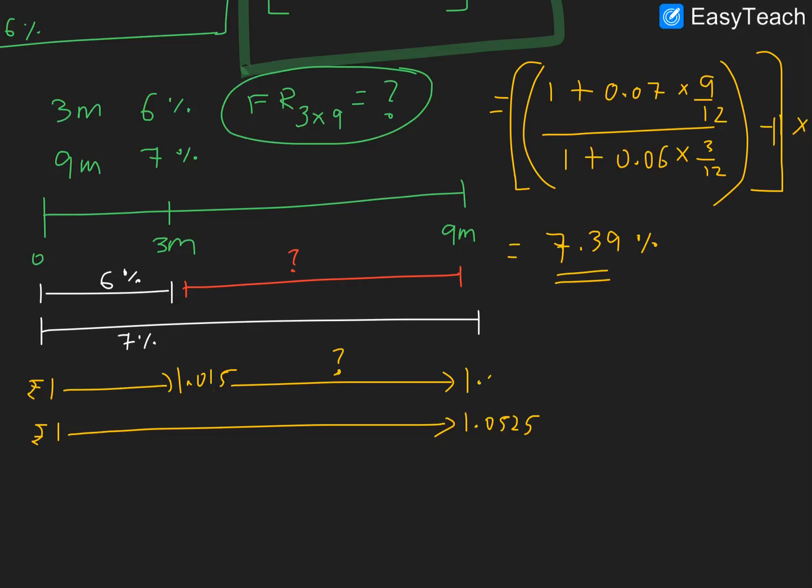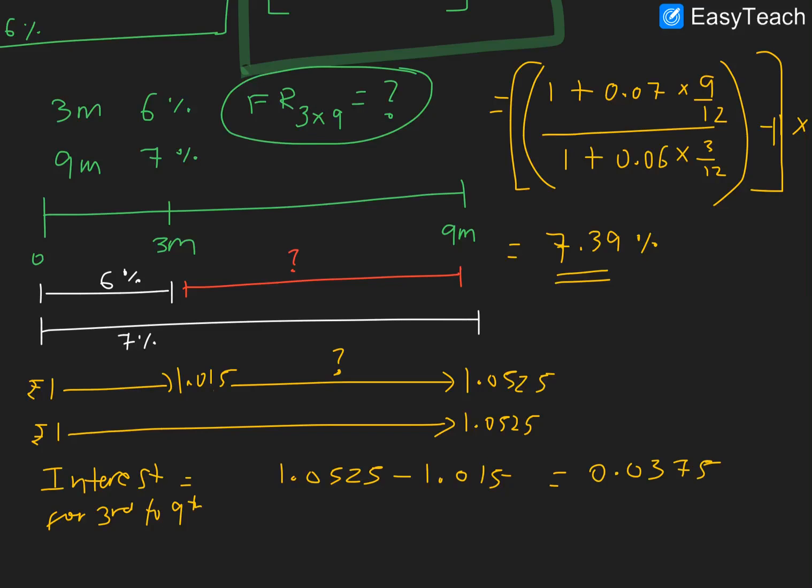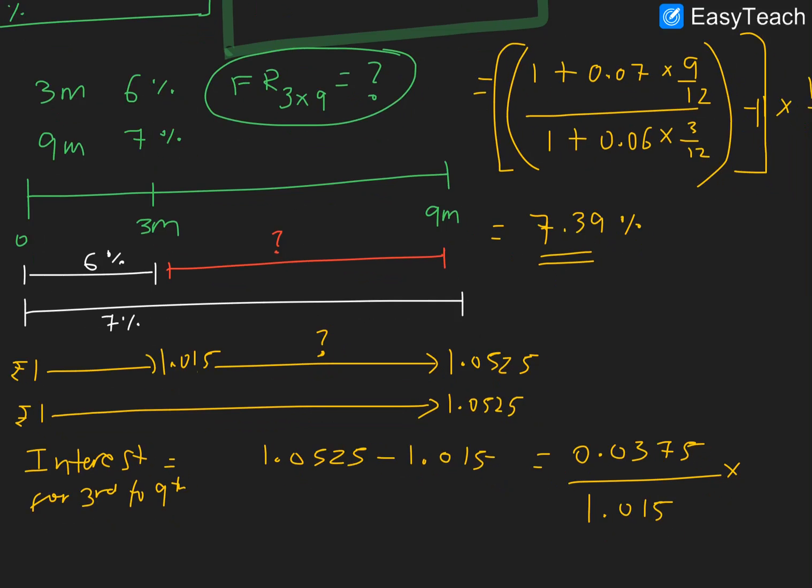That's 1.0525. So by the traditional method we can say the interest earned for the 3rd to 9th month is 1.0525 minus 1.015, which is 0.0375. If I want to convert it into a rate of interest, I need to divide it by 1.015, and to convert it in terms of a full year, multiply by 12 by 6.